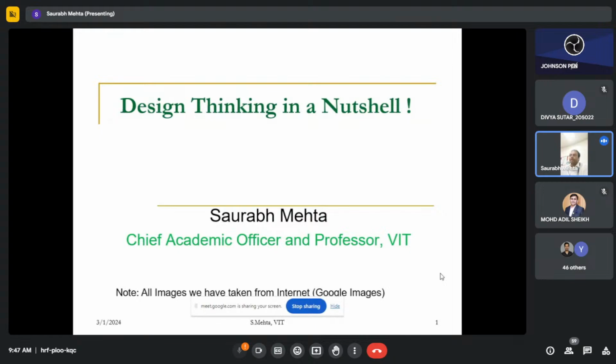Before I start, I just wanted to make some disclaimers. Number one is that many of the frameworks and diagrams that I'm going to present in this presentation I have taken from other sources. I try to put all those sources at the end of my presentation, and many images I have taken from Google Images.